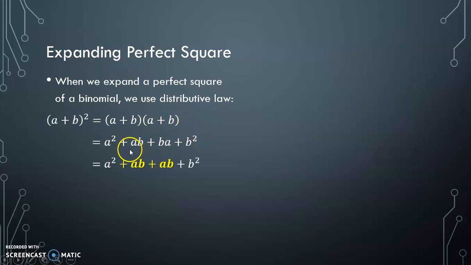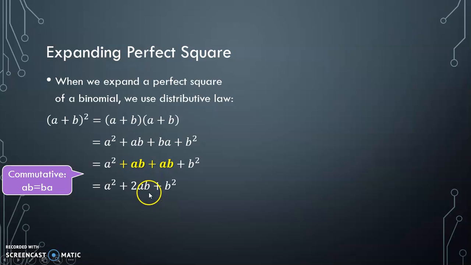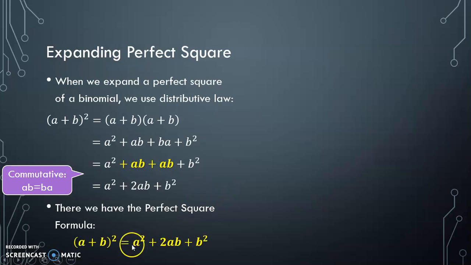Because multiplication is commutative, ab equals ba, so you have two ab's in the middle, and then you can collect like terms. As a result, you have a squared plus 2ab plus b squared. There we have the perfect square formula: (a plus b) squared equals a squared plus 2ab plus b squared. Using this formula, we can speed up our expansion of perfect squares.